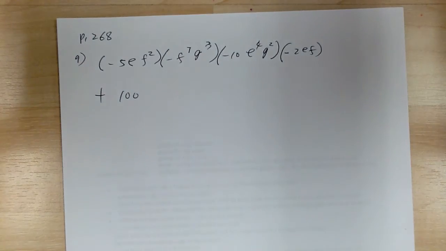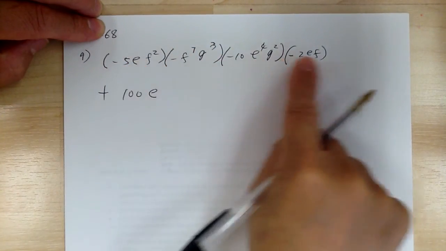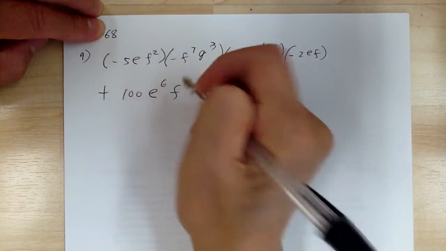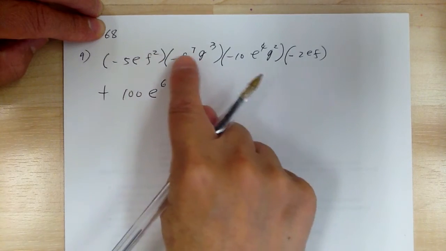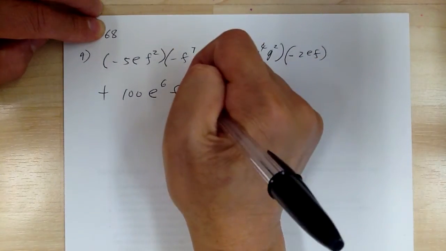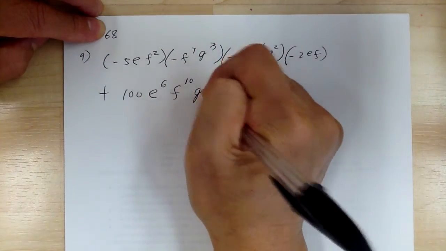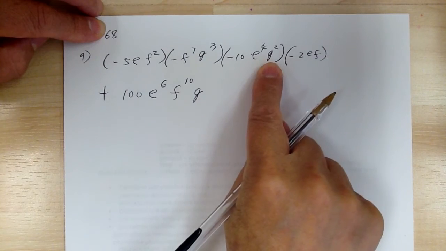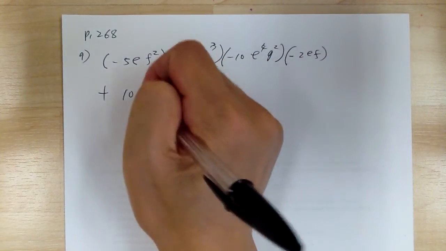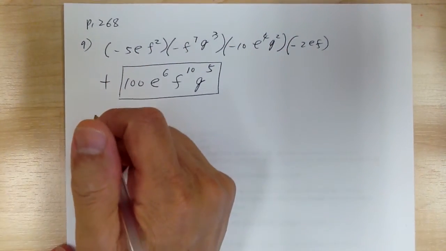So sign, number, and you go down the alphabet. So do the e. So you got e to the 1, e to the 4, e to the 1. So e to the 6. Right? Then you do the f. So you got 2 here, 2, 7, and 1. So this will give you 10. Okay? And then do the g. So you got 3 and 2 will be the 5. Okay? And that's it. So make sure you know how to multiply.